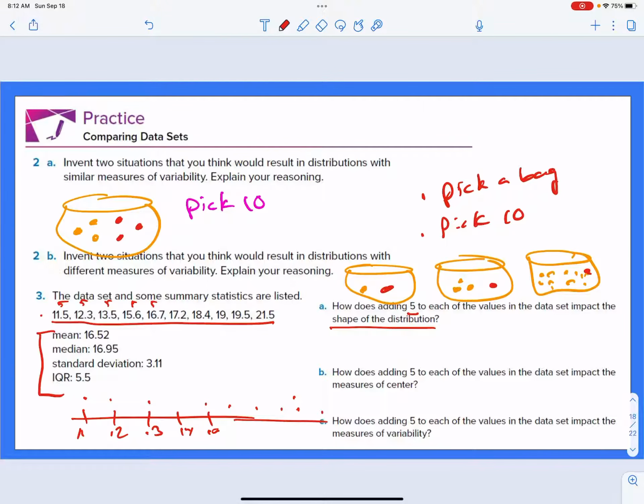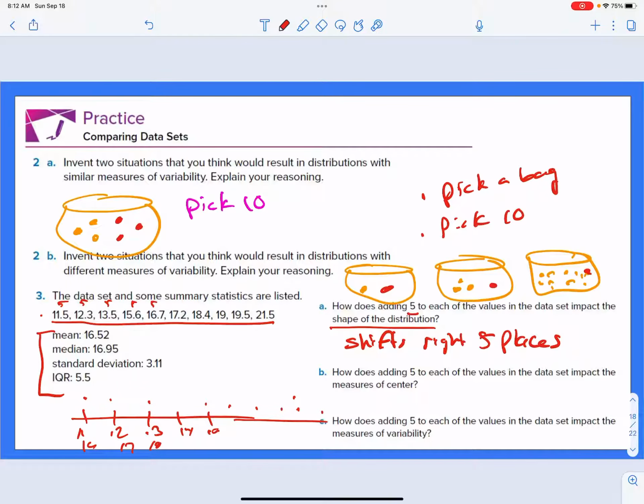If everything became 5 more, then this became 16, 17, 18. Nothing changes the dots, does it? The dots just shift over to the right. The shape shifts to the right 5 values. That's it. It looks the same. It just moves on the number line to where it's going to be.